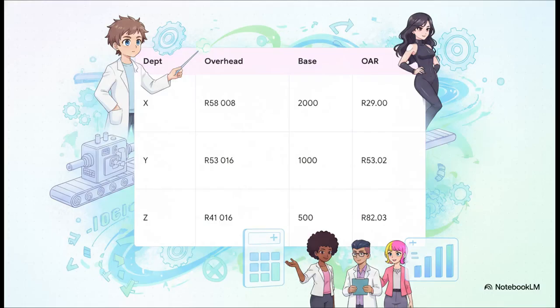Let's look at a numerical example straight from the source notes. Let's say after doing our secondary allocations, we have total budgeted overheads for 3 production departments, X, Y, and Z. We take Department X's overhead of R58008 and divide it by its specific activity base, which is 2,000 machine hours. That gives us a really precise departmental OAR of R29.00 per machine hour. We just repeat that exact same logic for Y and Z, giving us unique, accurate rates for each department based on what actually drives their specific costs.